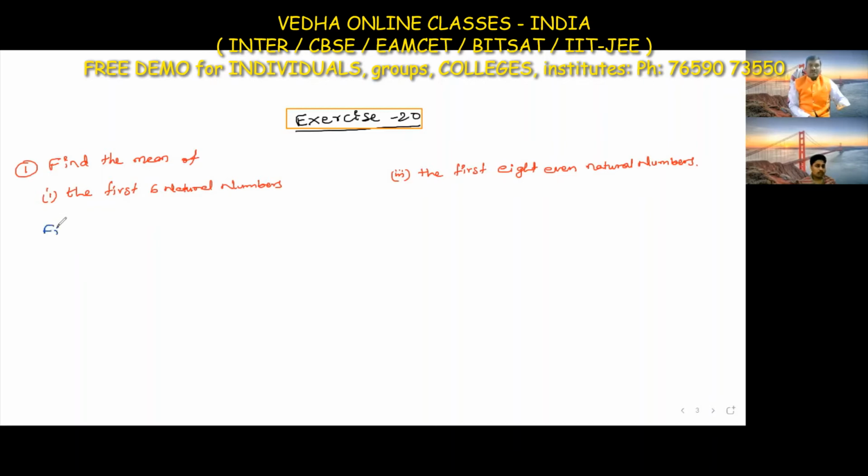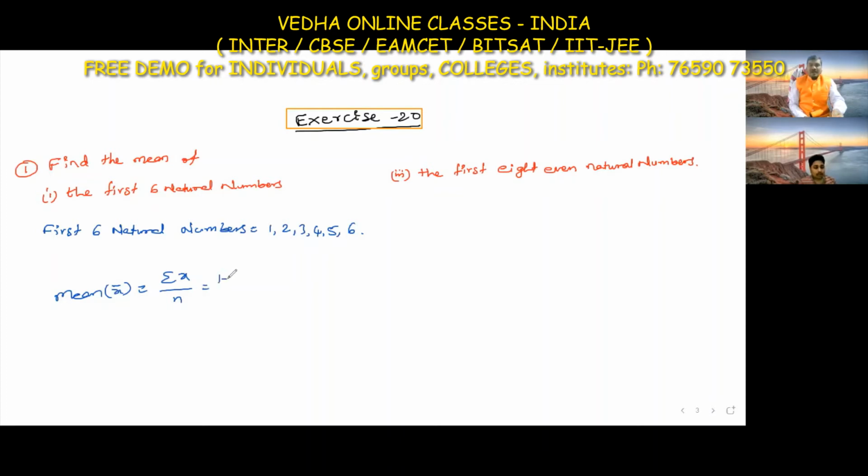Now I am writing the first 6 natural numbers. What are they? 1, 2, 3, 4, 5, 6. Now we have to find the mean. Mean x bar is equal to the formula sigma x divided by n, the sum of observations divided by the number of observations.